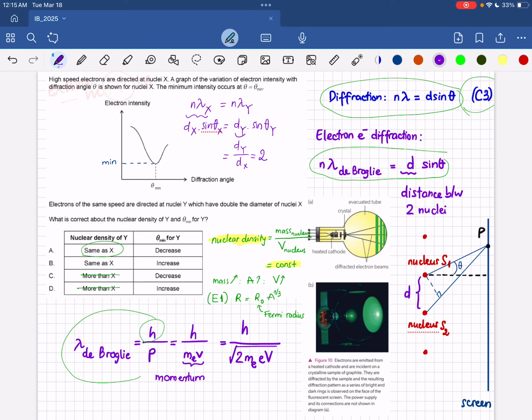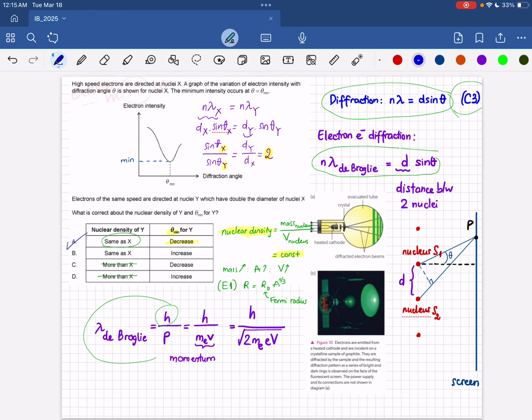And then you can have this one that should be sin theta_x over sin theta_y. Okay, so here it shows very clearly that theta_x is greater than theta_y. So it means that the theta should decrease, and then the option that we should choose is option A.